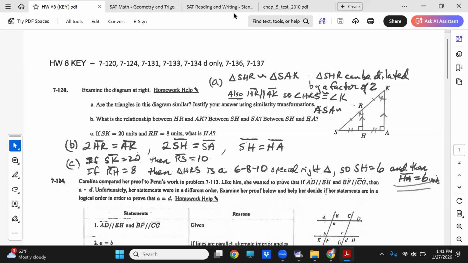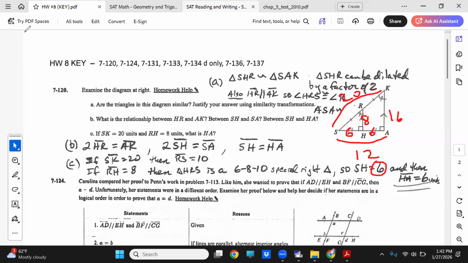So actually, I'll draw this on the screen right now. So if this is 8, this has to be 16. Because they said RH is 8, so it's a 1 to 2 ratio. And this whole thing here is 20. If you do Pythagorean theorem, this should be 12. It's not to scale, but it should be 12. And therefore, each of these are 6. That's why you get 6 for SH.